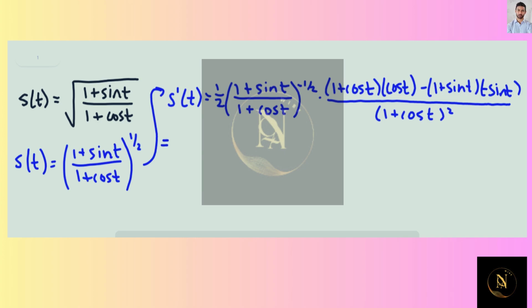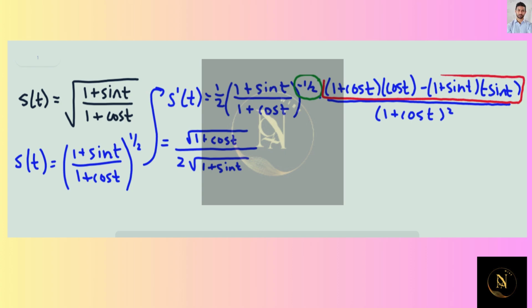Okay, now let's simplify. When we have something to a 1/2 power, it means square root, but if we have it to a negative 1/2 power, the negative part means reciprocal. So what we could do is just find the reciprocal of this and write the square roots in there as well. So we have 1 over 2 times the square root of 1 plus cosine t on the top and 1 plus sine t on the bottom. And of course, we don't have to write the 1. That's not necessary. Okay, and then let's go ahead and simplify the numerator that we got from the quotient rule.